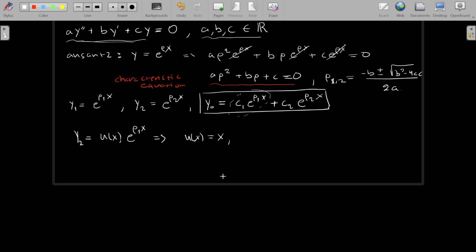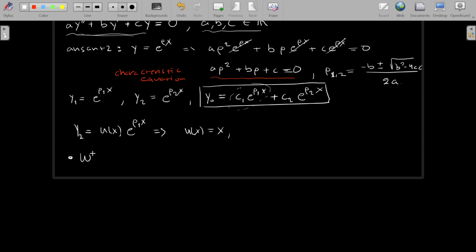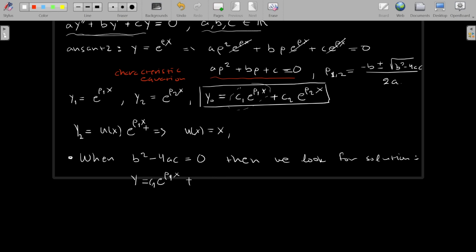So what happens is, when b squared minus 4ac is equal to 0, then we look for solutions. It's going to be y is equal to y1, which is e to the rho 1 x, times a constant, plus the second solution, which is this guy, and this is x. So c2 x e to the rho 1 x.